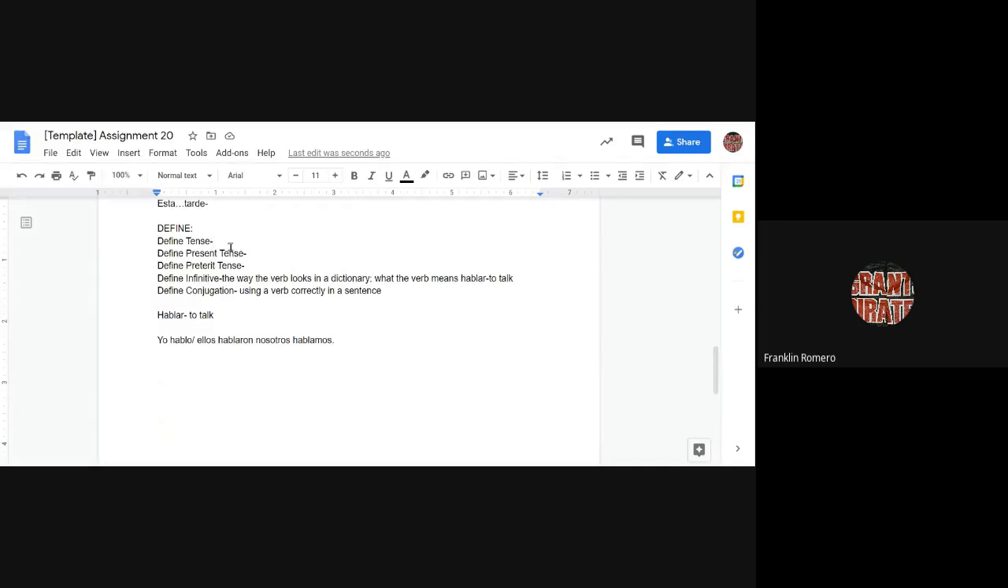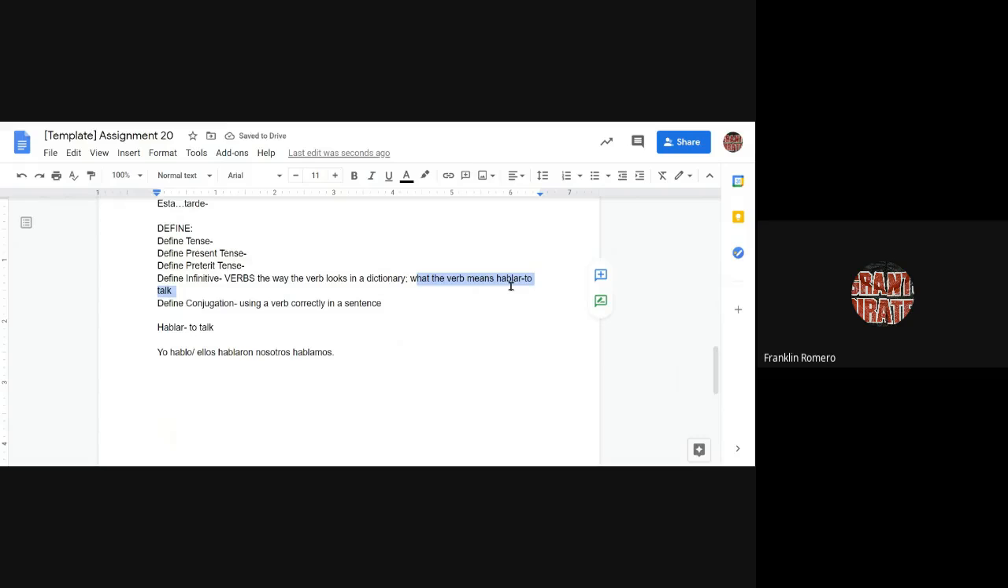Then grammatical terms. Define tense, present tense, preterite. Infinitive. Here's the best one for infinitive. The way it looks in a dictionary. These are verbs, by the way. Let me put verb here. The way it looks in a dictionary, what the verb means. For example, hablar means to talk. That's a good definition of what the infinitive is.